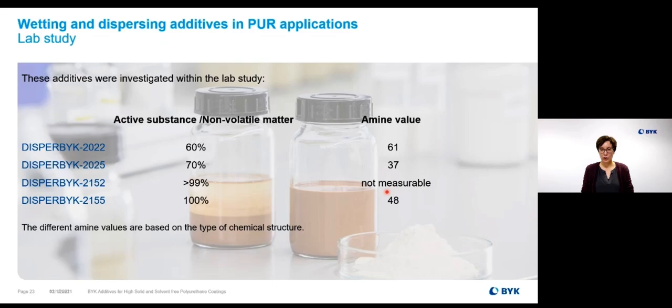It is a hyperbranched polyamine and has an aminic pigment affinity block. And this block is surrounded by a hyperbranched structure, so that the aminic pigment affinity group is encapsulated and the amine value is not determinable. And we use the 2155 here as an example of our PU family, which has an amine value of 48. And also here this product is encapsulated.